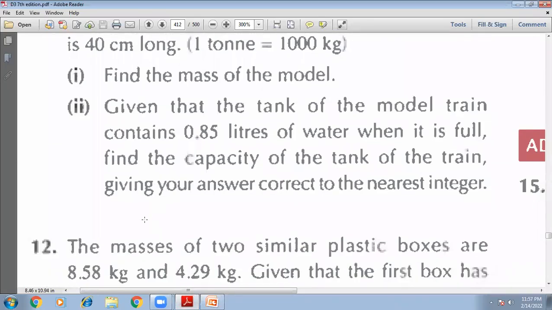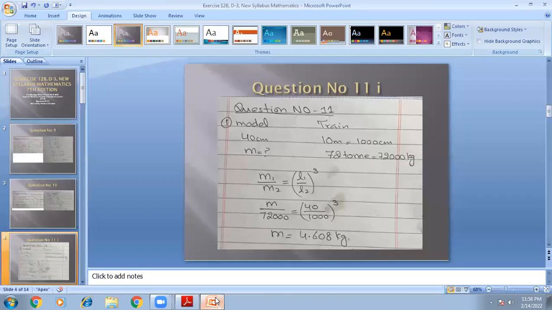Then he says, given that the tank of the model train contains 0.85 liters of water when it is full, find the capacity of the tank of the train, giving your answer correct to the nearest integer. Okay, so the capacity of the model's tank is 0.85 liter. The capacity of the actual train we want to find out in liters.